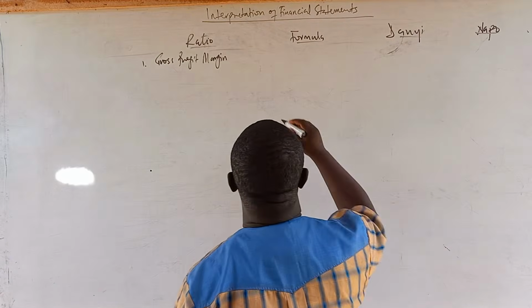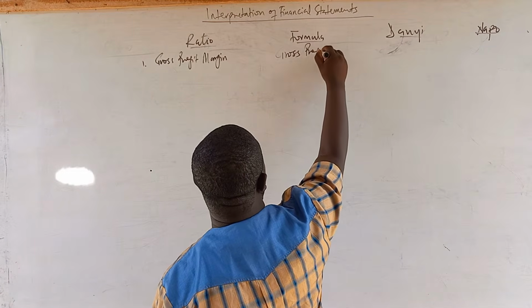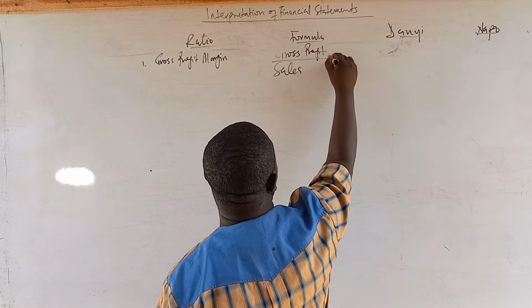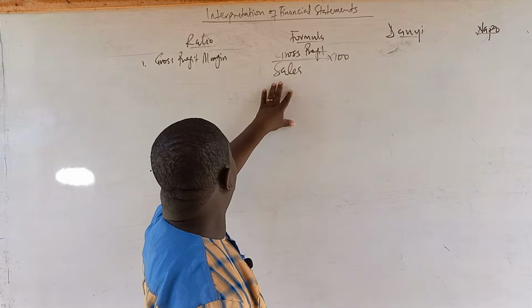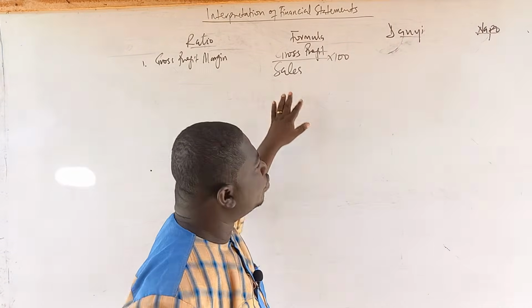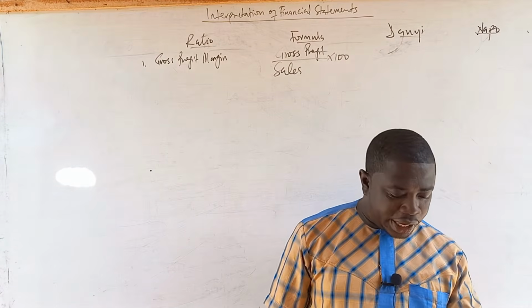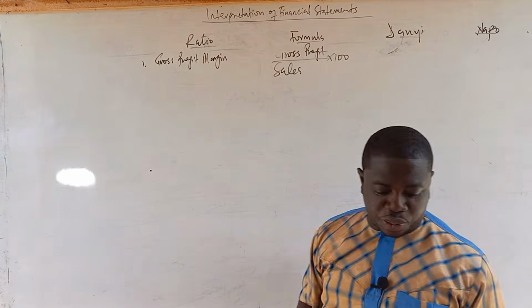All right, so the formula for gross profit margin is your gross profit over the sales revenue times 100. So this is the formula for the gross profit margin. And so what you need to do now is to go into the question and then look for the figures in the formula and then you present them. So you look for the gross profit.